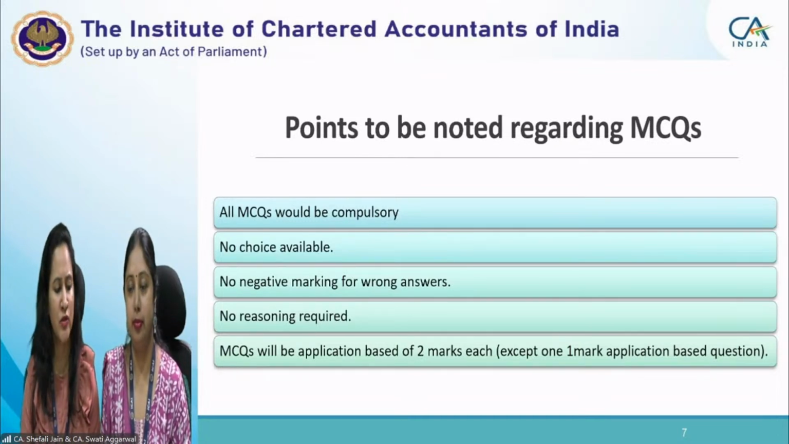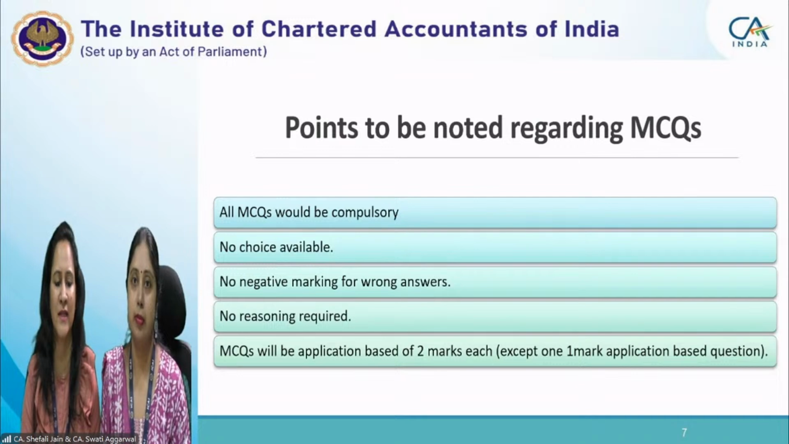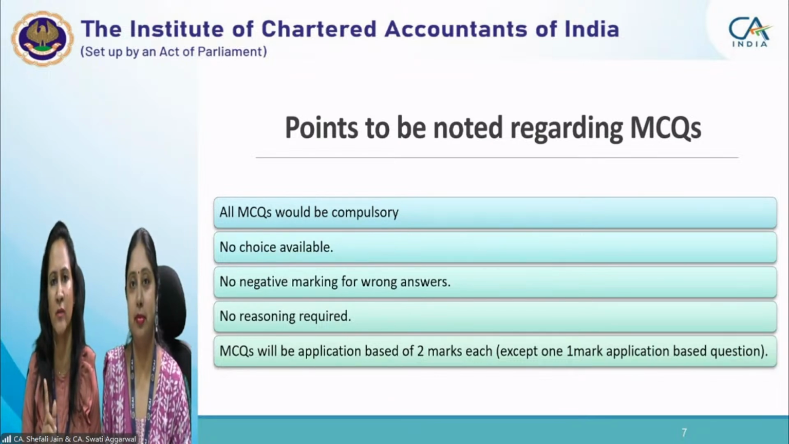And all the MCQs will be application based MCQs. There will be no direct theory question, no direct C&K, comprehension knowledge based question. All the MCQs will be application based of 2 marks each, except one. One MCQ will be carrying 1 mark, but that too would be of the nature of application based only. That would also not be a C&K question. That 1 marker question will also be an application based question.